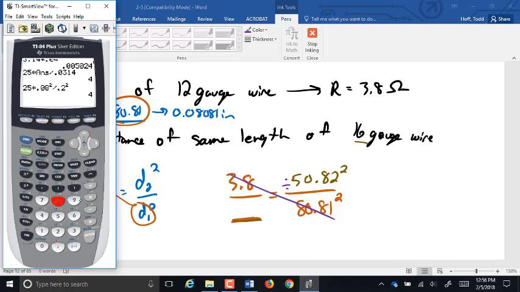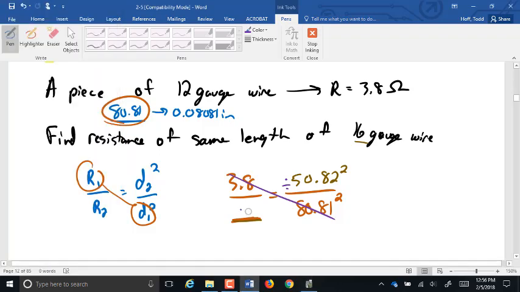So 3.8 times 80.81 squared divided by 50.82 squared. 9.61, we'll call it, ohms. So you don't think going from 80 mils down to 50 mils should have that big of an influence, but it triples your resistance pretty much.